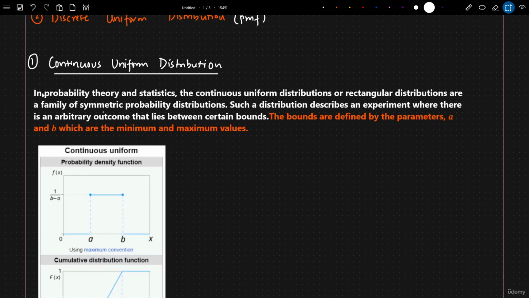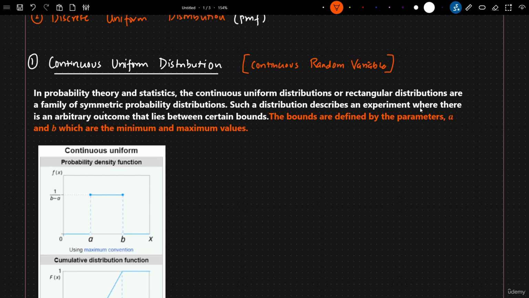And over here, first of all, we'll go ahead with the definition. As I have already told you, the continuous uniform distribution basically means it is a distribution for a continuous random variable, right? So I'm just going to go ahead and write continuous random variable. Okay, so in probability theory and statistics, the continuous uniform distribution, also called the rectangular distribution, is a family of symmetrical probability distributions.